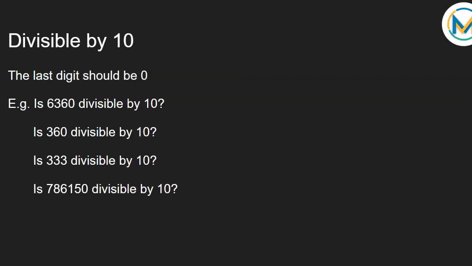Okay. Divisibility by 10, this is the easiest. You just have to look at the last digit. The last digit has to be 0. So 6360 is divisible by 10. 360 is divisible by 10. 333 not divisible by 10. And this big number, yes, divisible by 10.